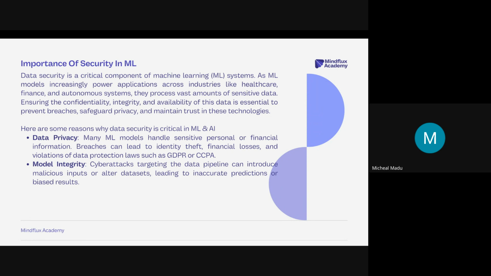Now, integrity is the second one. Cyber attacks targeting the data pipeline can introduce malicious inputs or alter data sets, leading to inaccurate predictions or biased results.